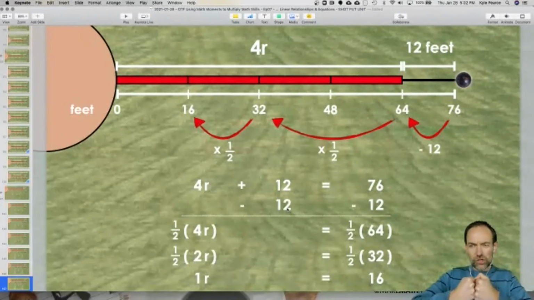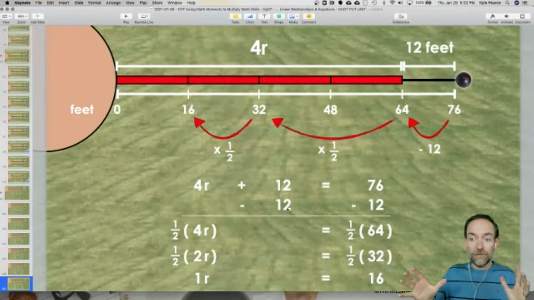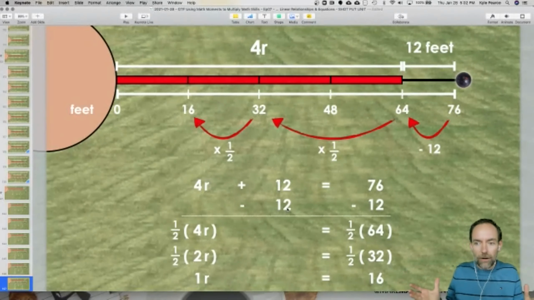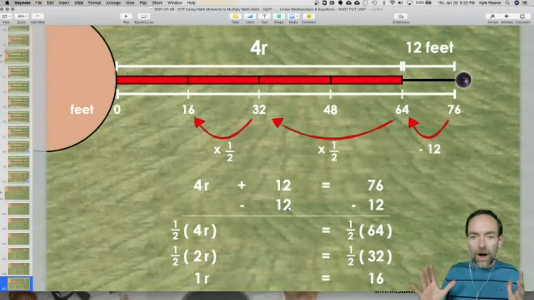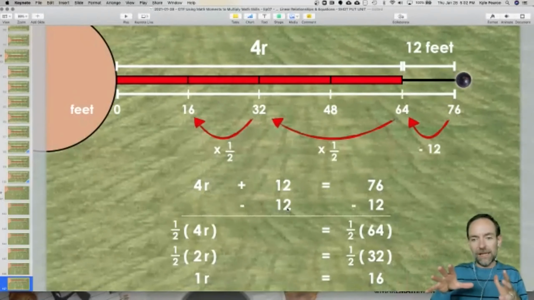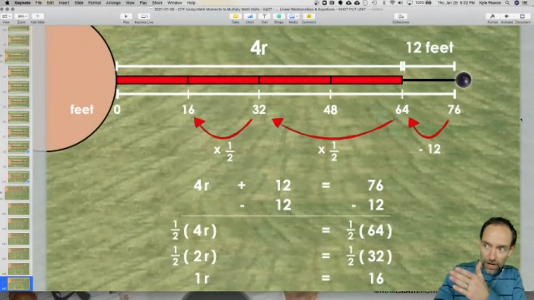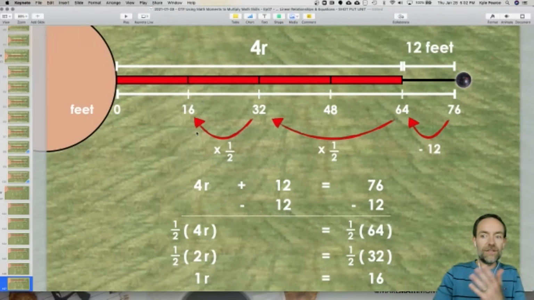That's the proportional connection. Now we're good for scaling, and scaling is so powerful because I can scale up, I can scale down, I can do whatever I want in order to get me back to the place that I care about, which for us is one of these red sticks.